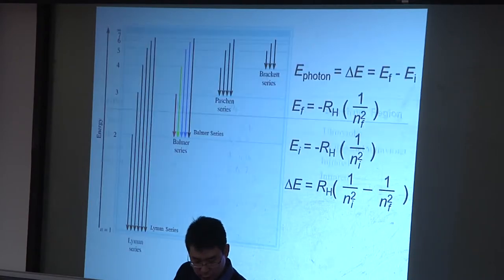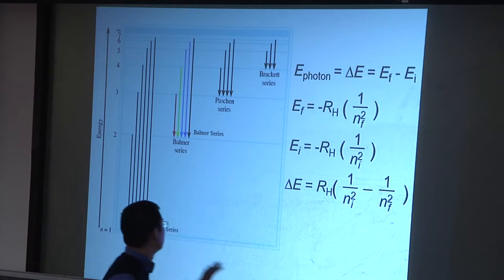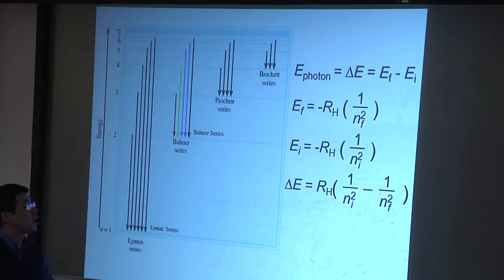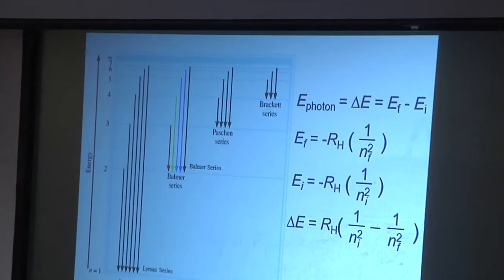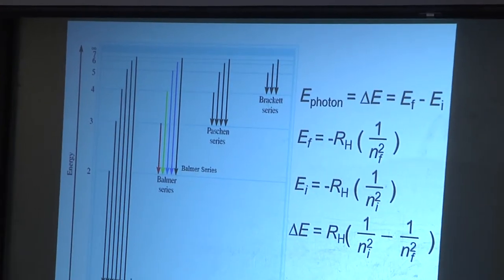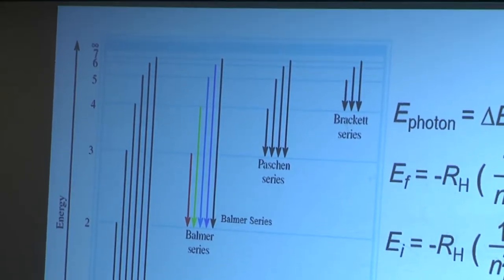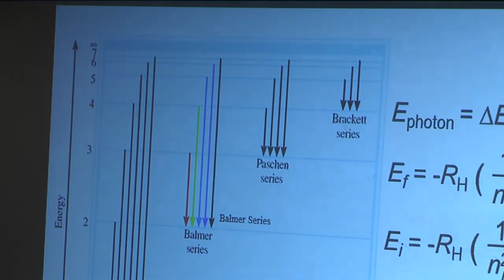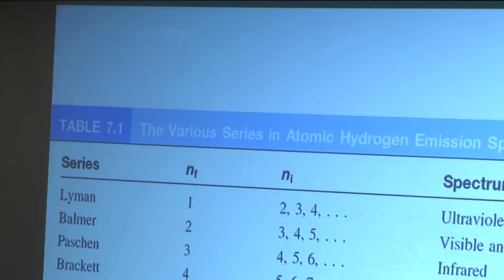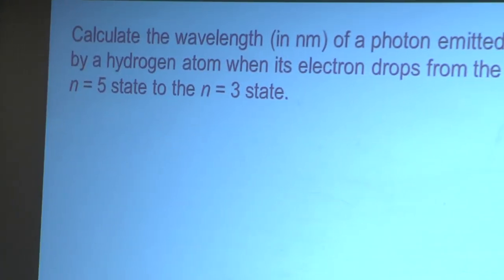And so, right, for the red line in the Balmer series, what's I and what's F? I is 3 and F is 2. Right, I is 3, F is 2. Okay, so you know how to kind of read the chart. So, yeah, that's okay. We can do this, right?